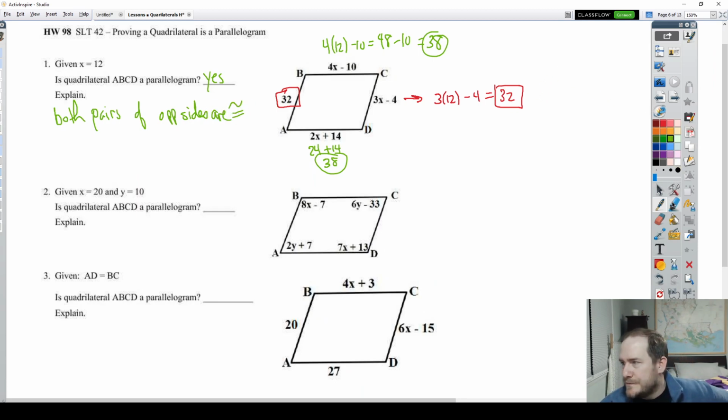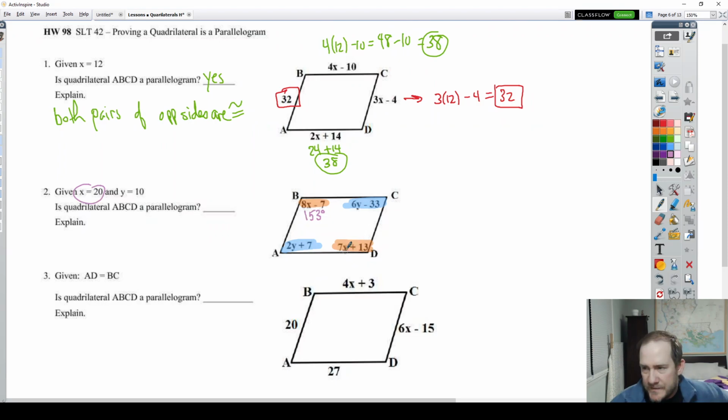Alright, number 2. To solve for x, I see a pair of x expressions that are right opposite from one another. If we're a parallelogram, those will be congruent. I see another pair of these y's. If we're a parallelogram, those will be congruent. But we don't know if we're a parallelogram or not. But we read right here, it says x is 20. So we'll use the fact that x is 20 to figure out what this angle is. 8 times 20 is 160, take away 7 would be 153. So that's the measure of that angle.